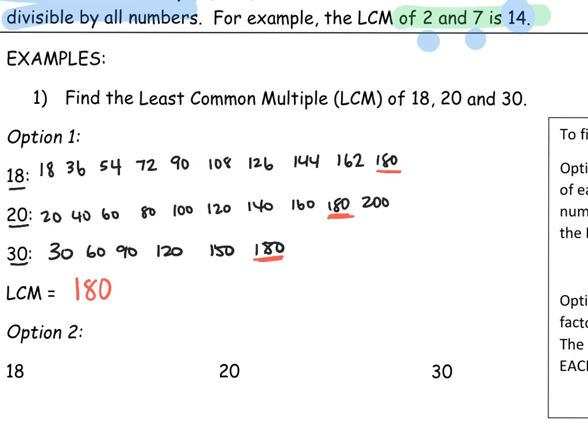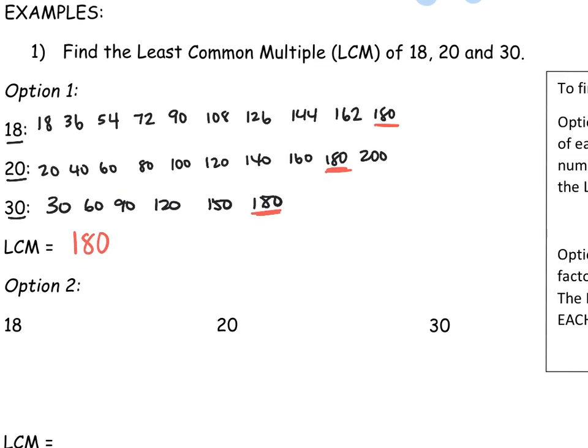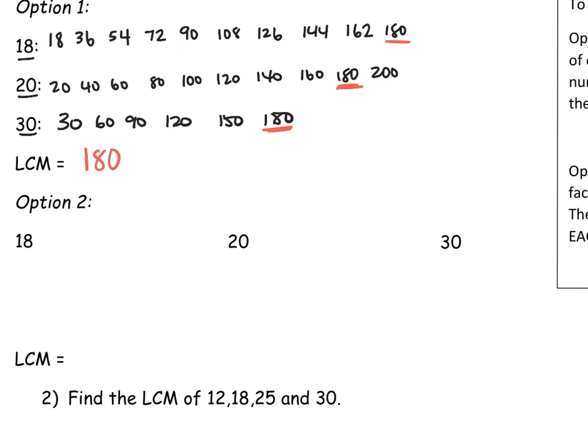So that is always an option. You can always skip count, but it's not the quickest, right? It's not the fastest way to get there, especially since sometimes you'll have numbers in the thousands, and do we really want to skip count all that way? So there is a way that we can do it using prime factorization.